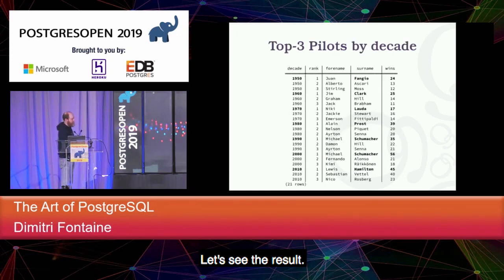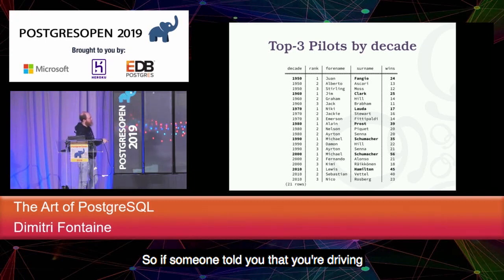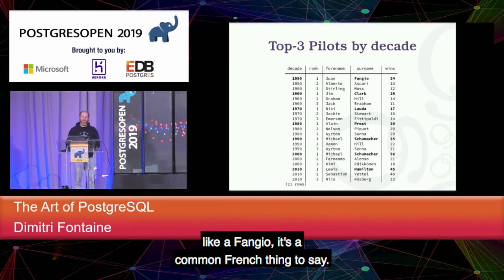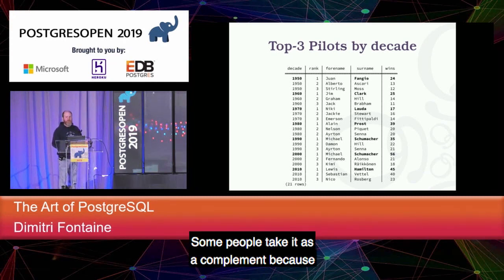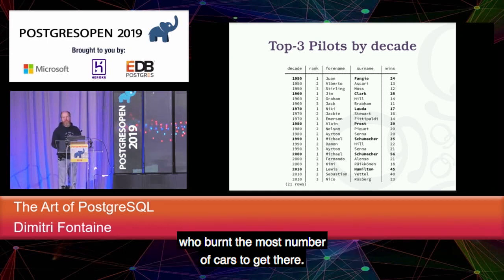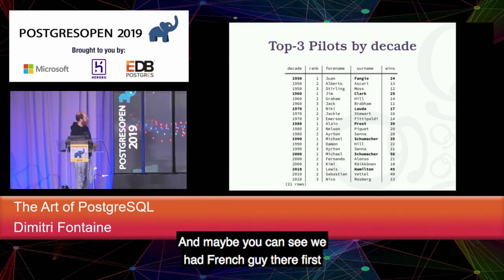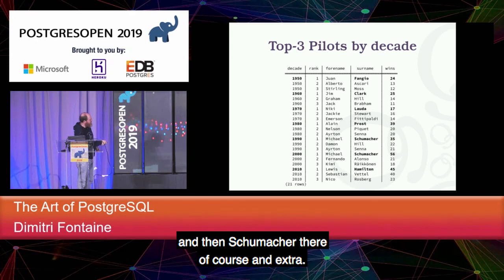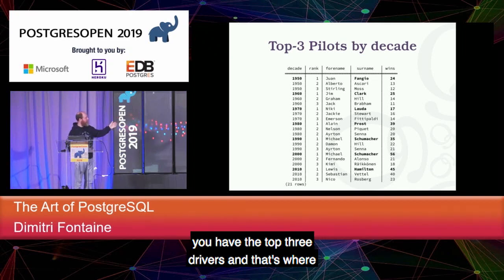Let's see the result. So in the 50s, it was Fangio. If someone told you that you're driving like a Fangio, it's a common French thing to say. Some people take it as a compliment because he was number 1, but he's also the guy who broke the most number of cars to get there. So I don't know. And maybe you can see we had a French guy there, Prost, and then Schumacher, of course, and so on. So for each decade, the 50s, the 60s, 70s, etc., you have the top 3 drivers.